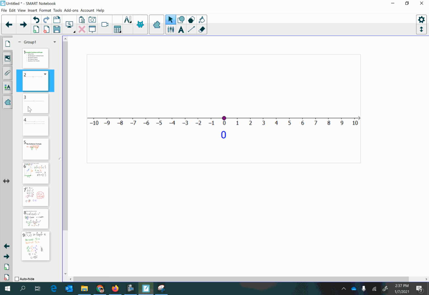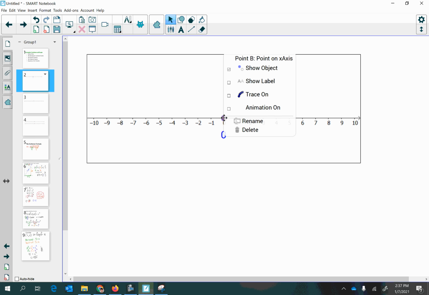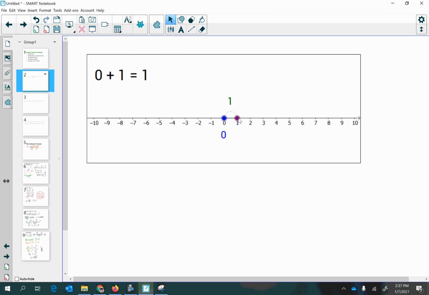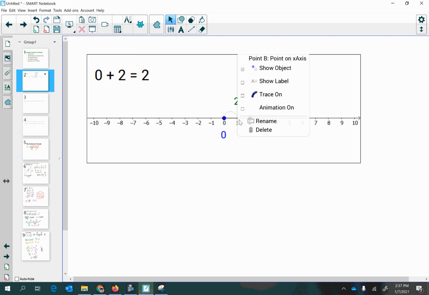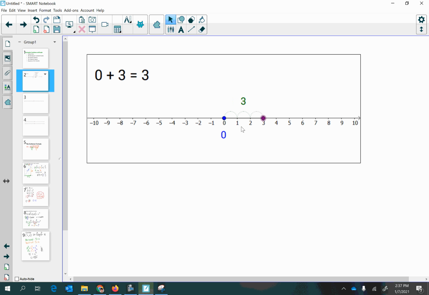That's pretty simple, right? Now, what happens if we move from 0? I'm going to show it like this. Move over 1, right? So 0 plus 1 equals 1. What about moving 2? 0 plus 2 equals 2. 0 plus 3 equals 3. Pretty cool. No big deal. What about going the other way: 0 minus 1 equals negative 1. 0 minus 2 jumps equals negative 2, and so on.